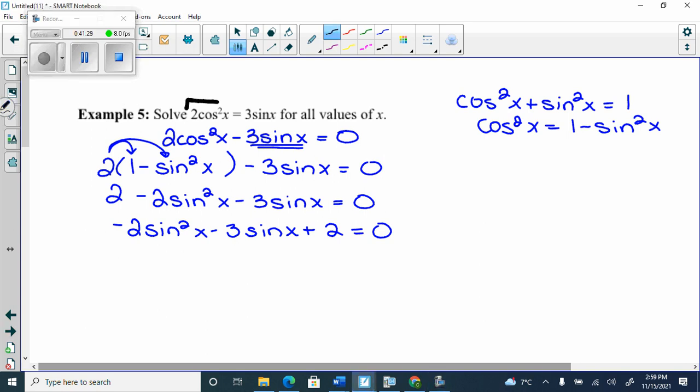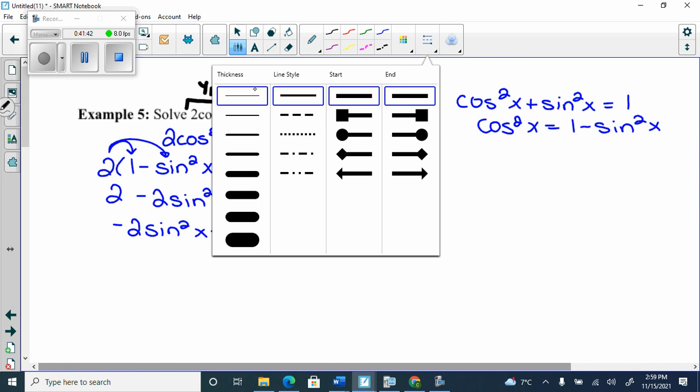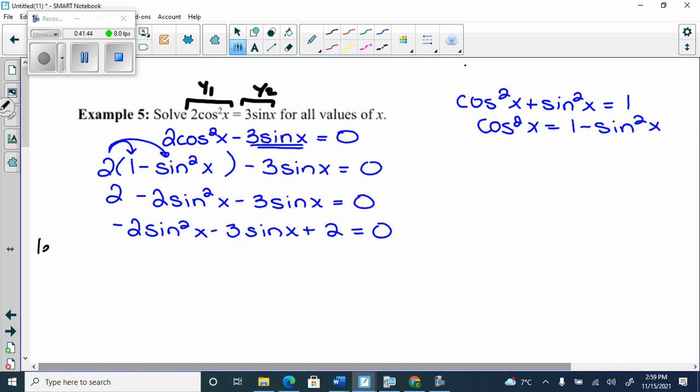With this one, you could have gone y1, y2, and checked from 0 to 360 what you get, right? You can check these every single time. Will you agree? 0 to 360, 0 to 2 pi. All right. So here I would go, let m equal sine x.